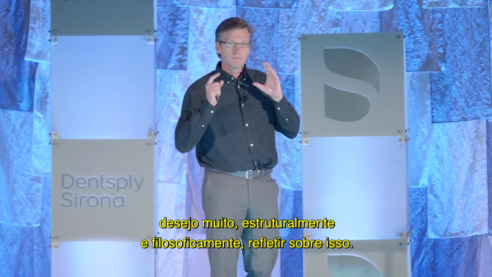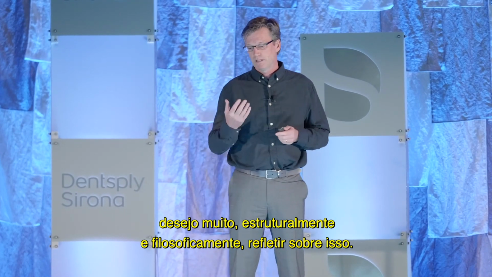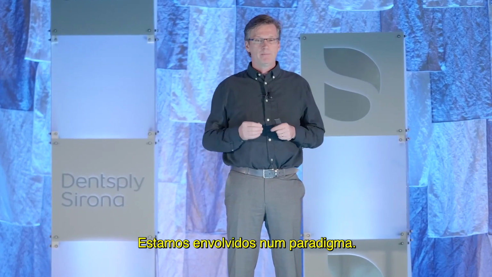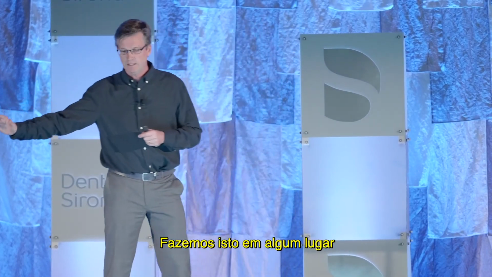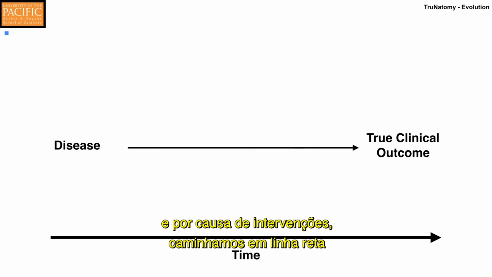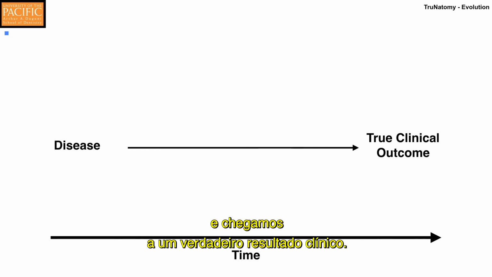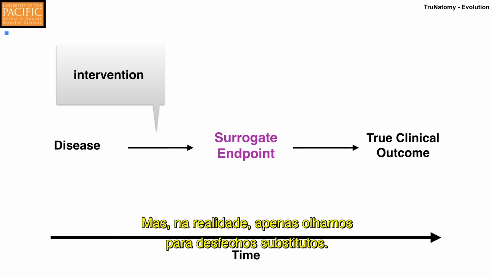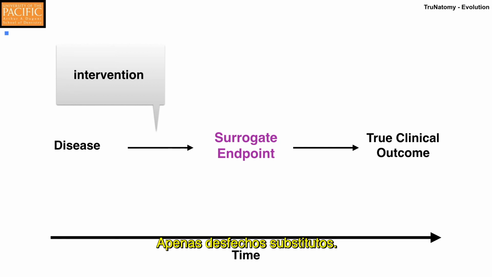I'm keen on structurally and, for lack of a better word, philosophically thinking this through. We are caught up in a paradigm. We do this, right, somewhere here, and because there is some intervention, we walk here, and we arrive at a true clinical outcome in a straight line. We start with A, we end with B. But in reality, we only look at surrogate endpoints. We only look at surrogate endpoints, right?